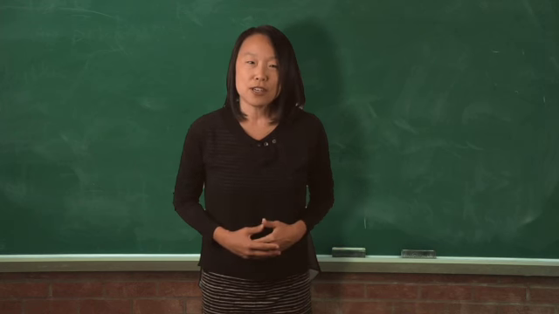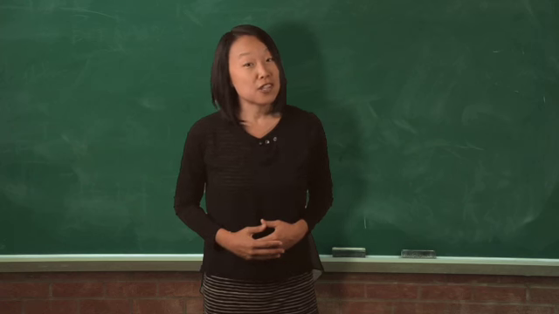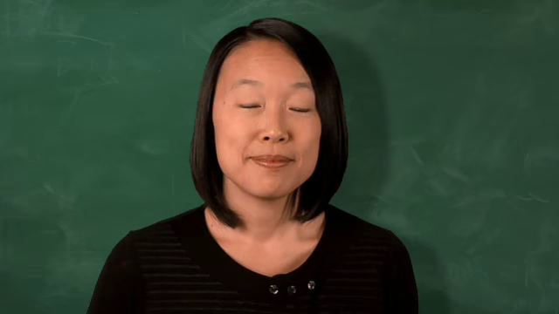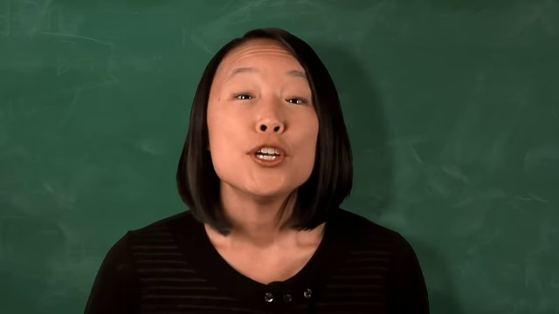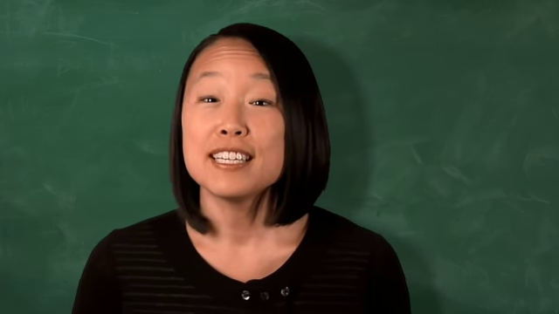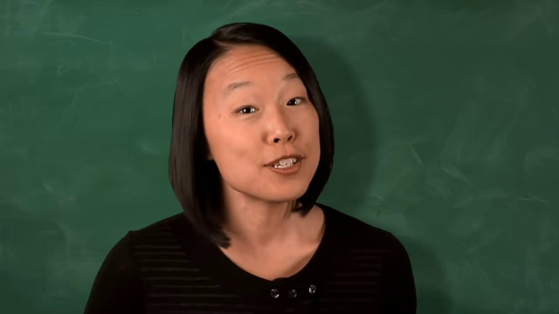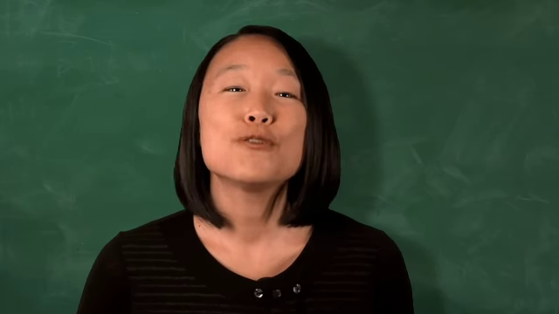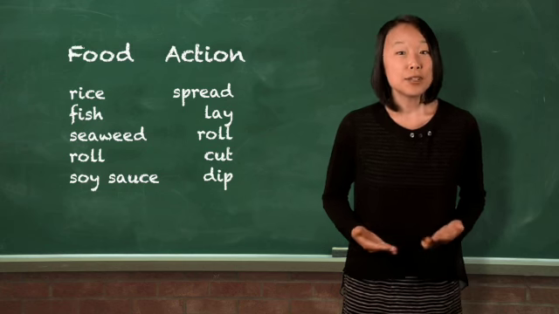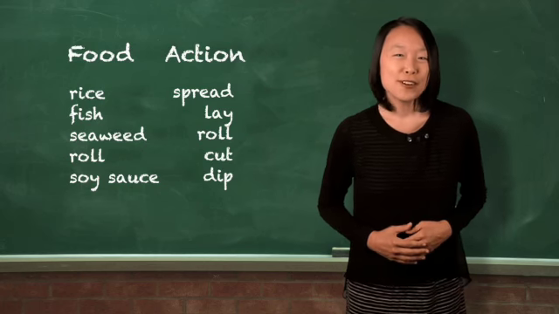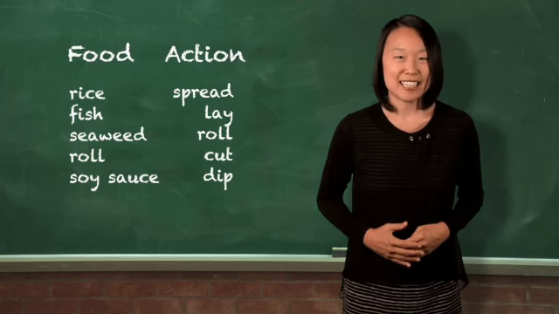First, let's learn what the ingredients and actions are and fit them into the structure of the peanut butter and jelly song. To make sushi, you have to follow a few steps. First, I'm going to list the foods that you need to make sushi. Then, I'm going to add the actions that you do for each step. To make sushi, you need to start with rice. So the first line of the song might go like this.